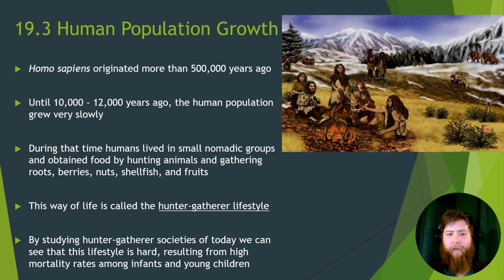We obtained food by hunting animals, gathering roots and berries and nuts and shellfish and fruit, anything that we could get from nature. This way of life we called the hunter-gatherer lifestyle. And there are some hunter-gatherers still alive today, and by looking at their societies and their lifestyle, we can see that their lifestyle was hard. They had high mortality rates. Infants and young children weren't expected to live very long. It was a pretty hard life.